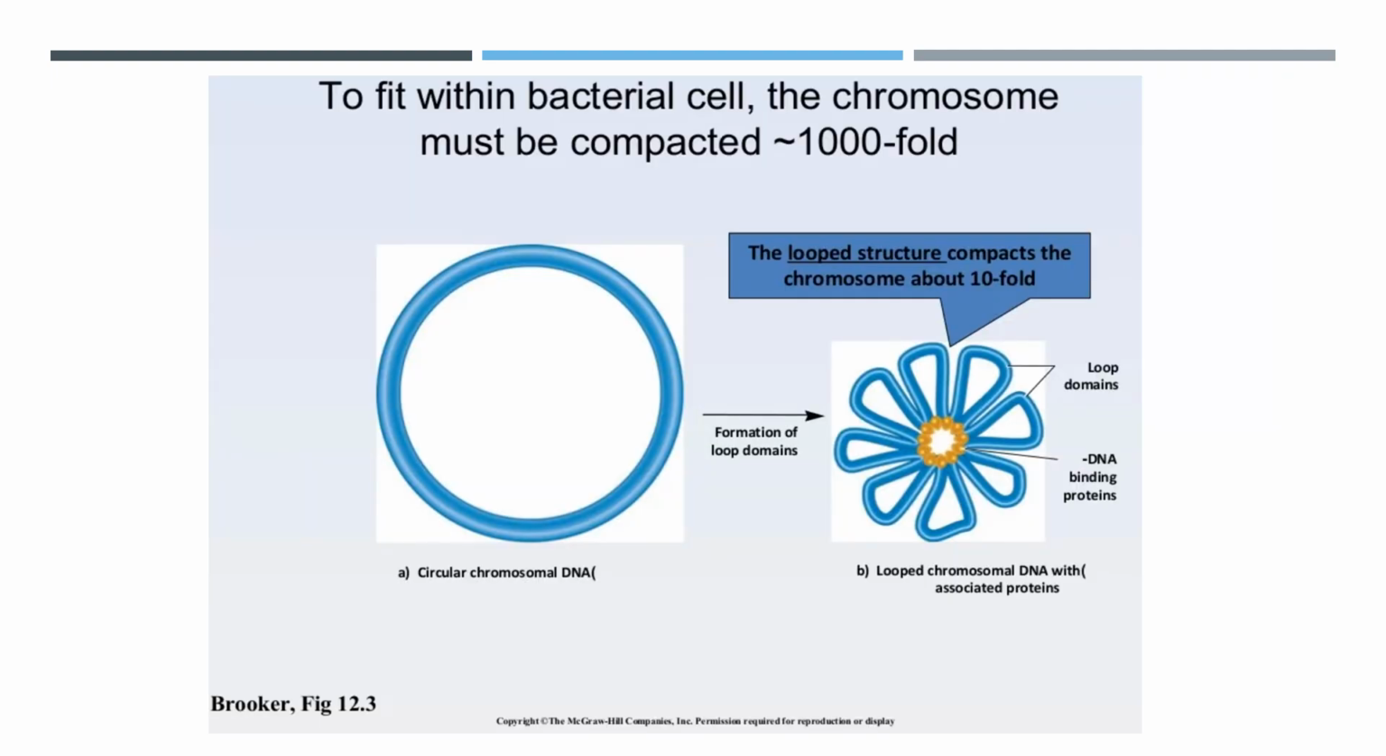Okay, so now I'm sure that you remember the two layers of compaction. One way to compact is that, from this circular chromosomal DNA, they have these DNA-binding proteins that create these loops that fold the chromosome 10 times. But it needs to be more compacted, and to do that, they have a second layer of compaction.